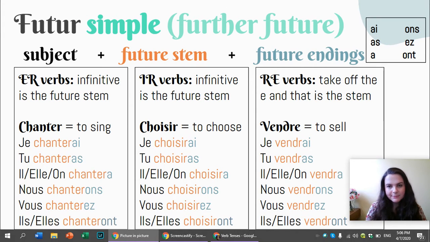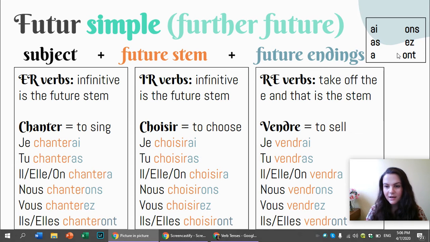All right, so the futur simple is a little more complicated. You need the subject plus a future stem and then the future endings. So let's look up here at the future endings. Some people call the future endings avoir endings, but they're not necessarily the avoir endings because they're just slightly different than what the avoir endings are. But they're very similar. So we have ai, as, a, which are the first three avoir endings, but then ons, ez, ont. So these two are what are different from the avoir endings because in avoir, this should be avons and this should be avez.